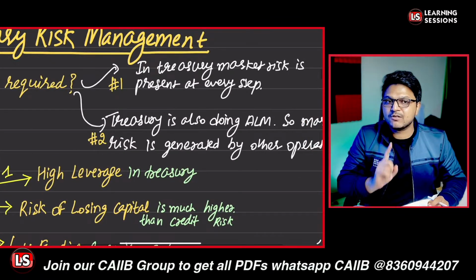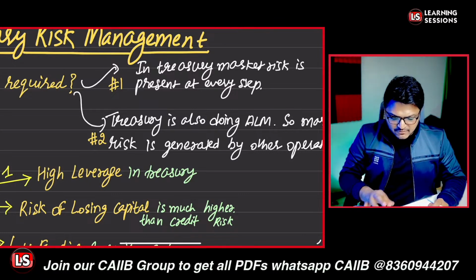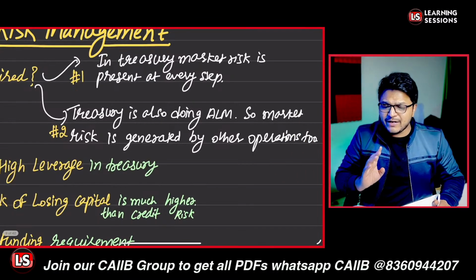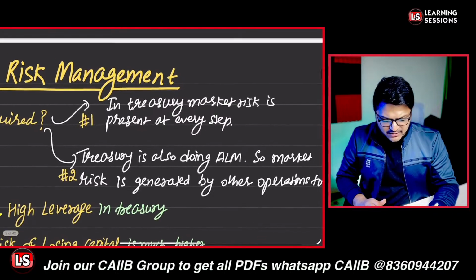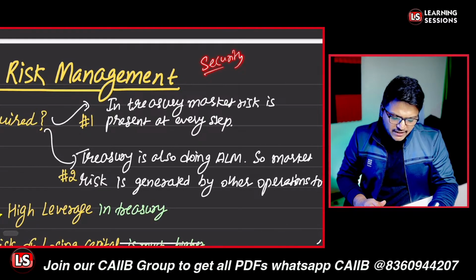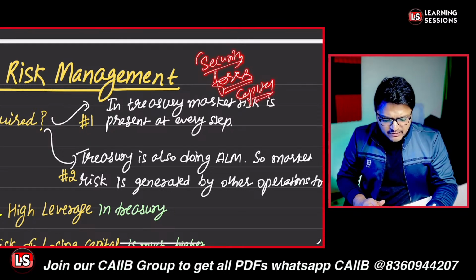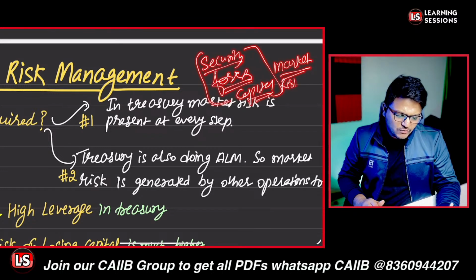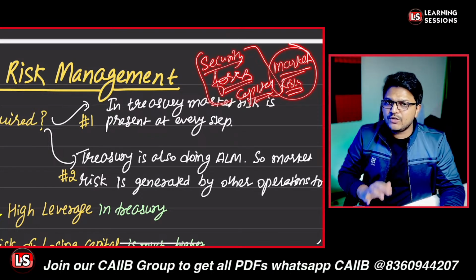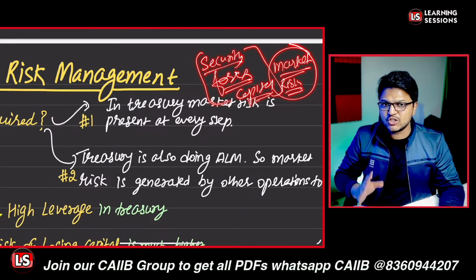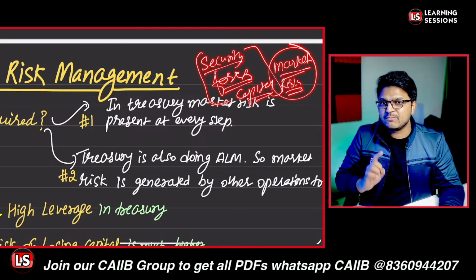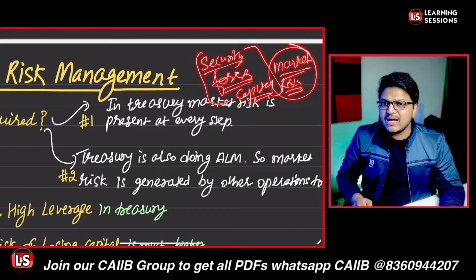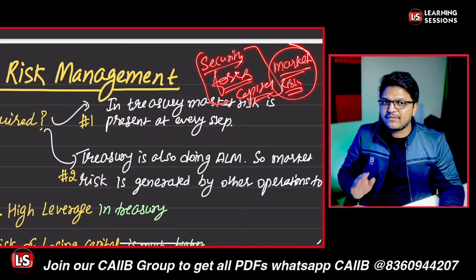Let's first jump to the conclusion of why treasury risk management is required. Whenever the treasury is dealing, whether in the securities market, the foreign exchange market, or the capital market, wheresoever it is dealing, it's actually dealing with market risk. Market risk is the risk due to the adverse movement of interest rates, right? So whenever there is adverse movement, there must be interest rate risk, market risk or price risk, and that is present everywhere. That is why risk management is required.